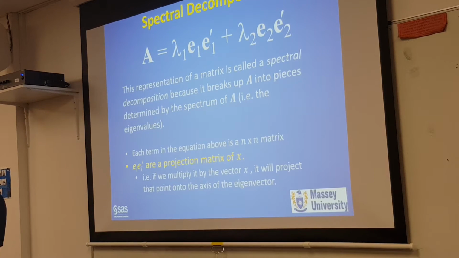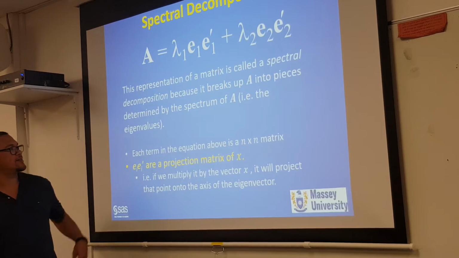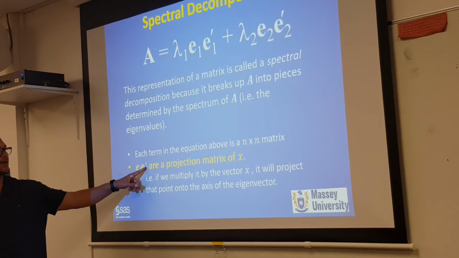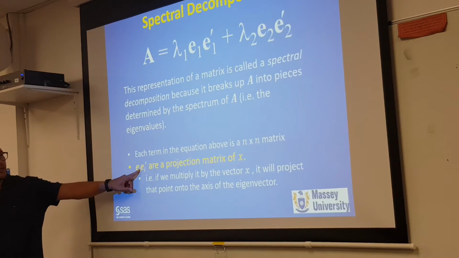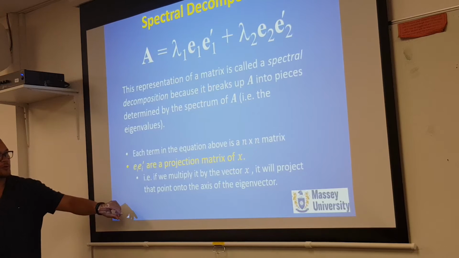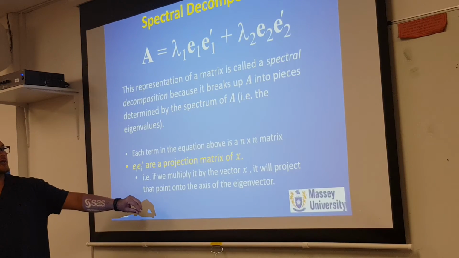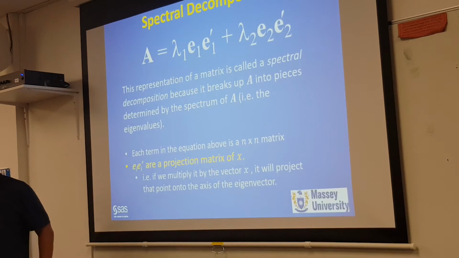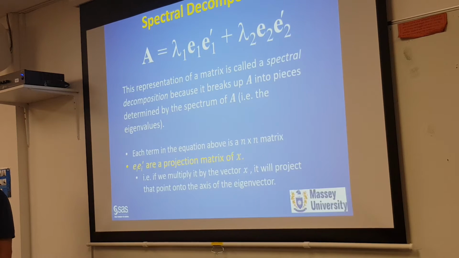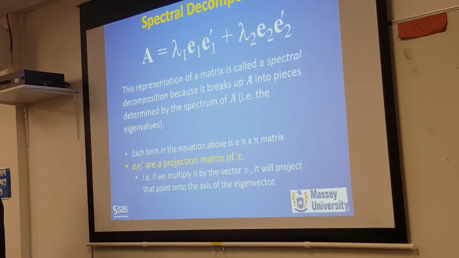Right? So each term in this equation is an n by n matrix, and E prime is basically the projection matrix of X. What does that mean? It means if we multiply this E prime, or E transpose I should say, this is the eigenvector times the transpose of the eigenvector, it projects that point onto the actual axis of the eigenvector. So this is the math that's used to actually find the new coordinate space, basically.